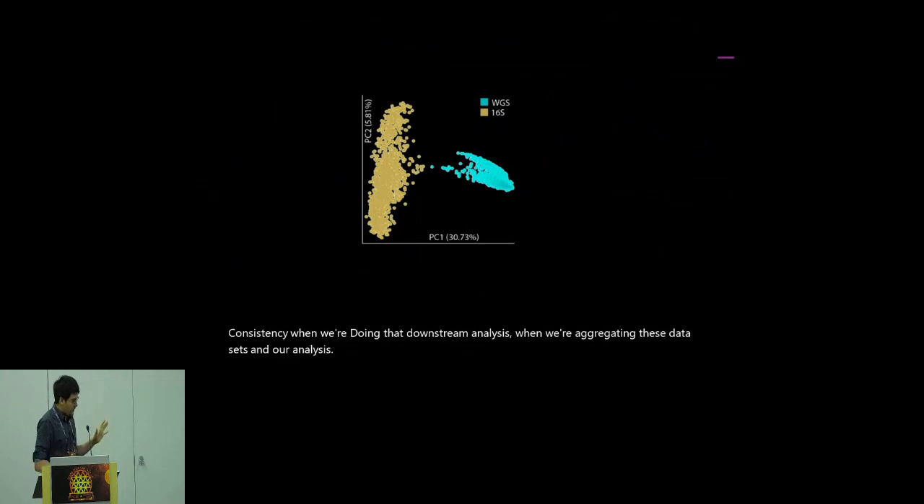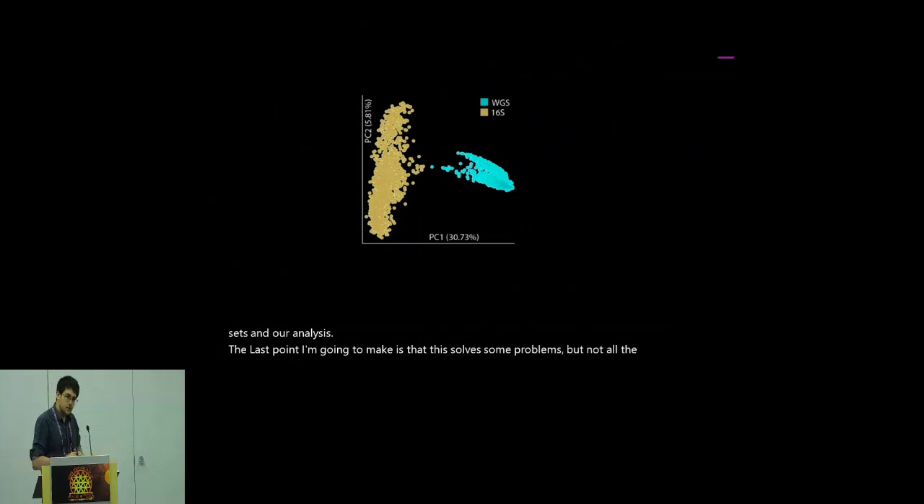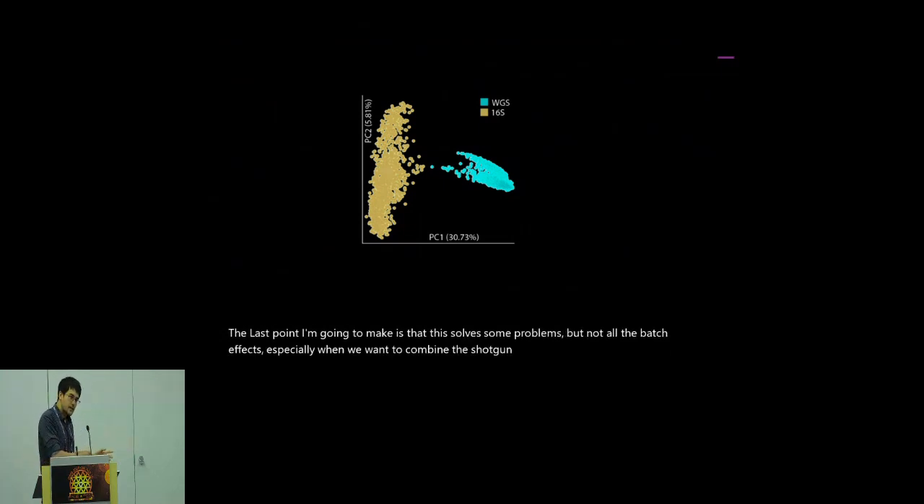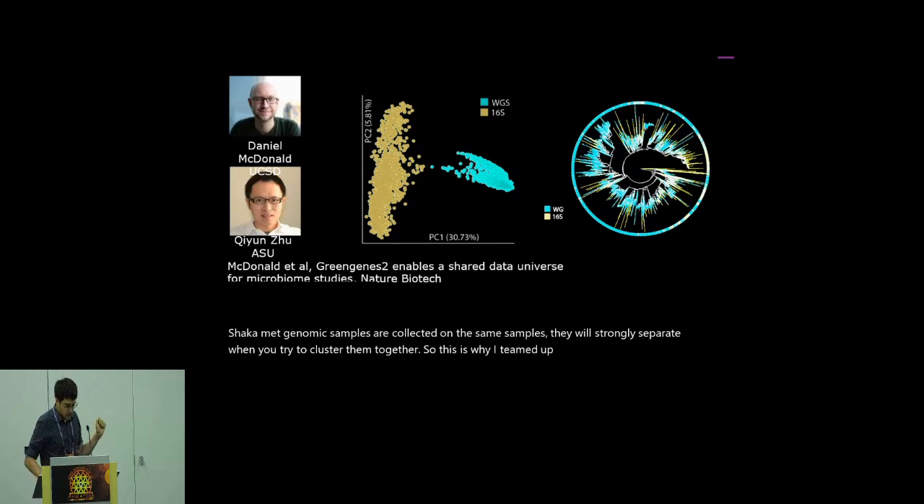The last point I'm going to make is that this solves some problems, but not all the batch effects, especially when we want to combine the shotgun metagenomics data with the 16S. Here we can see that when you do high-level clustering, even though these 16S and shotgun metagenomic samples are collected on the same samples, they will strongly separate when you try to cluster them together. So this is why I teamed up with Chi Yun and Daniel McDonald, and together we came up with a new method called Greengenes2 that builds a universal phylogeny that unifies 16S and shotgun metagenomics data.